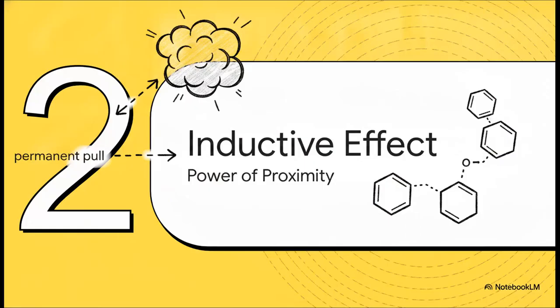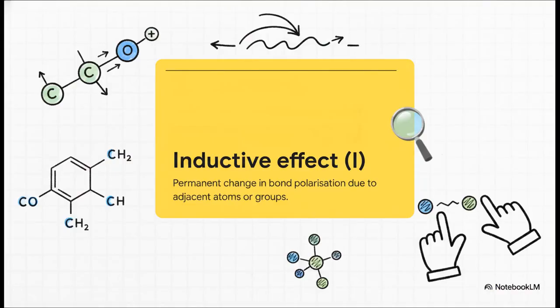Section 2, inductive effect, the power of proximity. Okay, so the inductive effect, which we just call the I effect, is a permanent change in the polarization of a covalent bond. And why does this happen? Literally just because of who is standing next to whom in the molecule. It's a permanent shift caused strictly by the sheer presence of adjacent bonds, atoms, or groups.